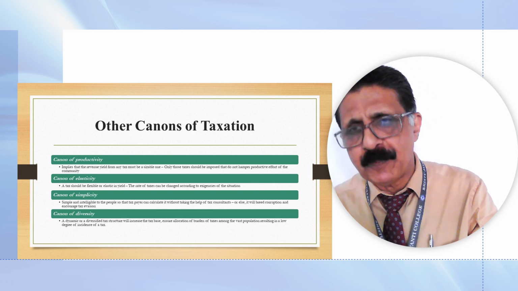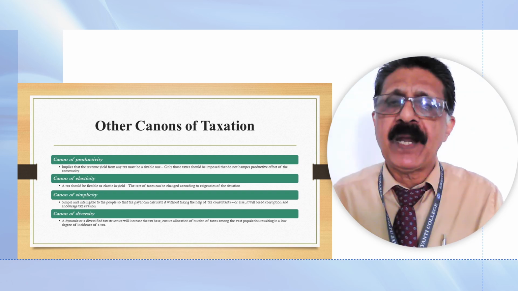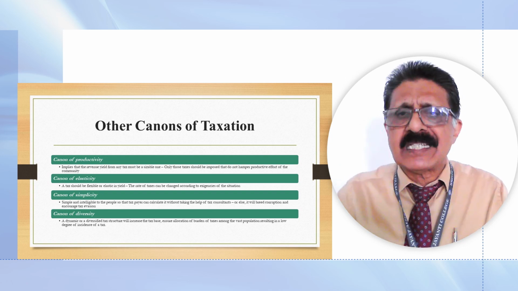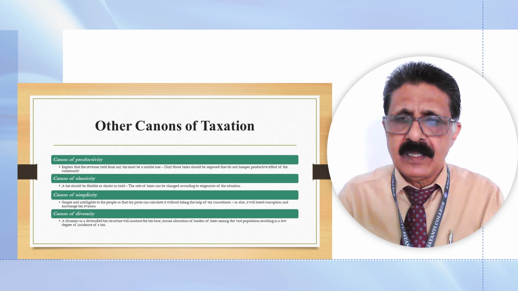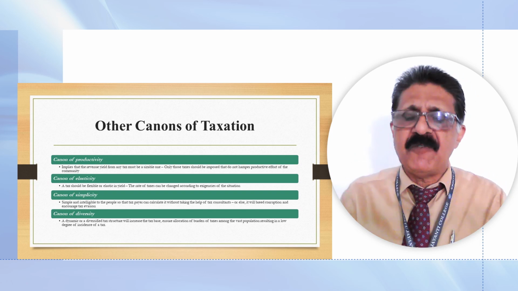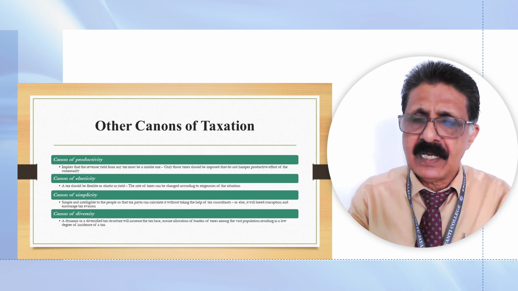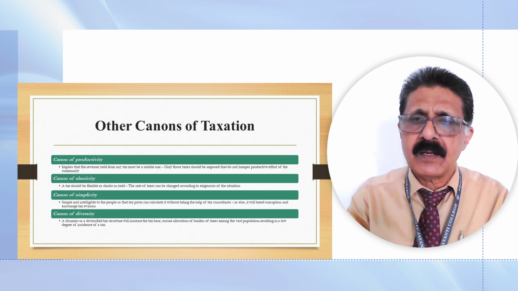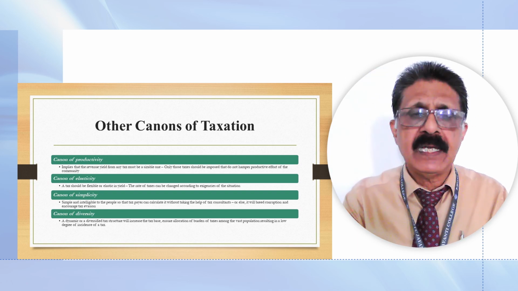The canon of diversity implies that there should be different systems of taxation, or the tax base and the taxable events must be diversified so that more people can be brought into the tax net, and everybody should be made to pay tax of one form or other, so that the overall burden of tax payment can be minimized.